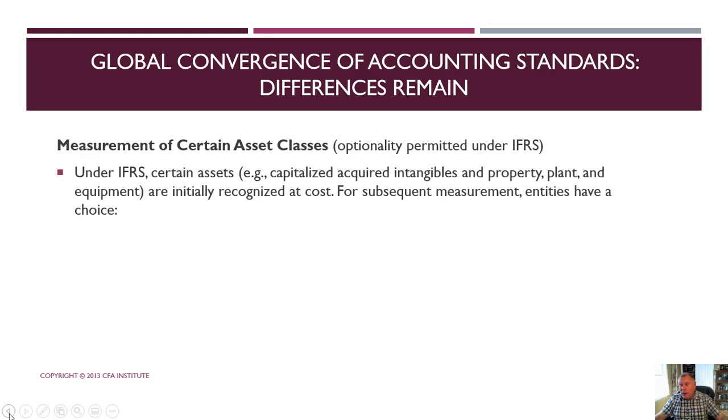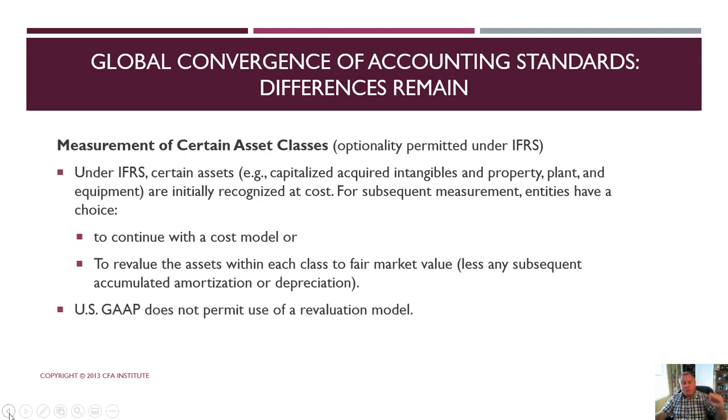Measurement of certain asset classes. Under IFRS, certain assets, capitalized, acquired intangibles, and property, plant, and equipment are initially recognized at cost. For subsequent measurement, the entities have a choice to continue with the cost model or to revalue the assets within each class, less any accumulated amortization and depreciation. And if you really look at this, acquired intangibles, very specific, property, plant, and equipment. That's the big one. US GAAP does not allow you to go in and revalue fixed assets.